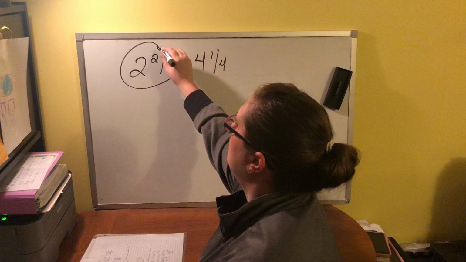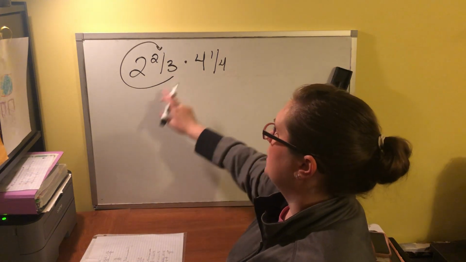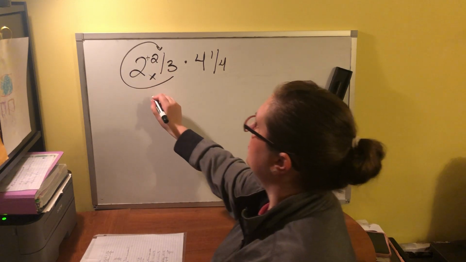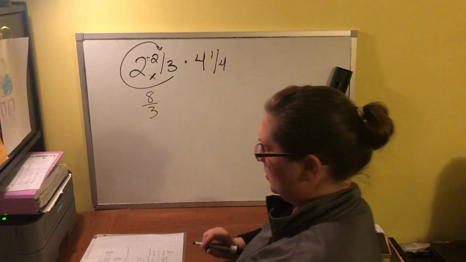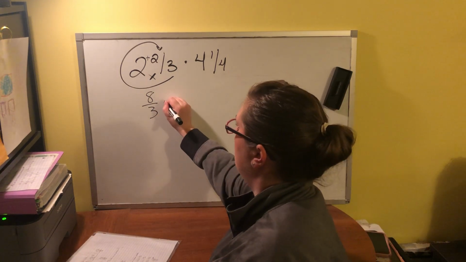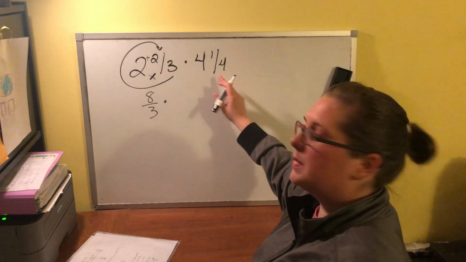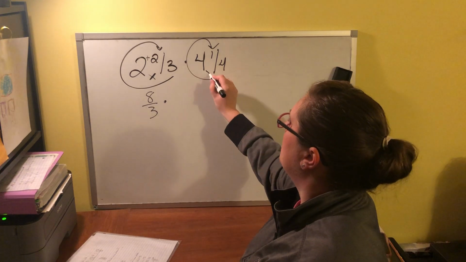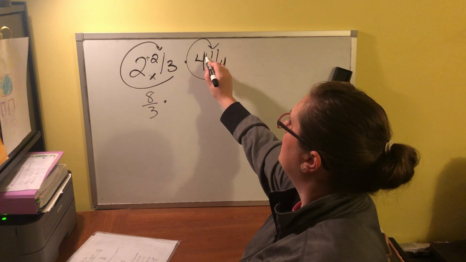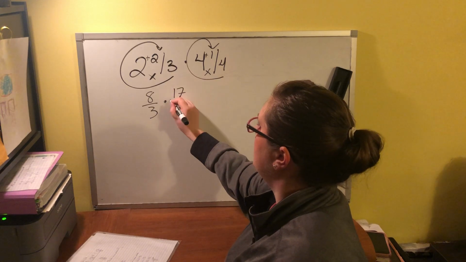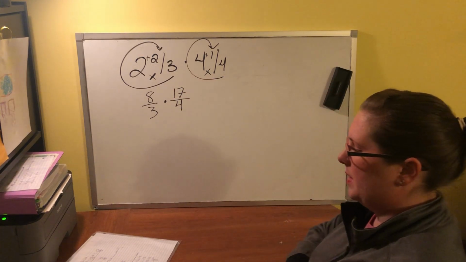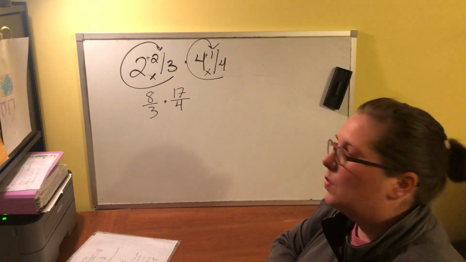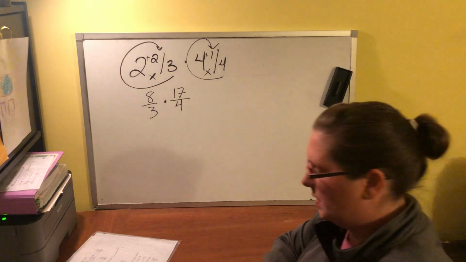So we're going to change 2 2/3 into an improper fraction. So in the left direction, we're doing 3 times 2 is 6, plus numerator 2 gives us 8, stays over the denominator of 3. Multiplied by 4 1/4. Again, it's a mixed number. We need to change it to an improper fraction. So in the left direction, we're multiplying. 4 times 4 is 16, plus the numerator of 1 gives us 17, stays over the denominator of 4. That 4 doesn't change. Remember, multiplying and dividing, we don't care what the denominators are. It only matters with addition and subtraction.